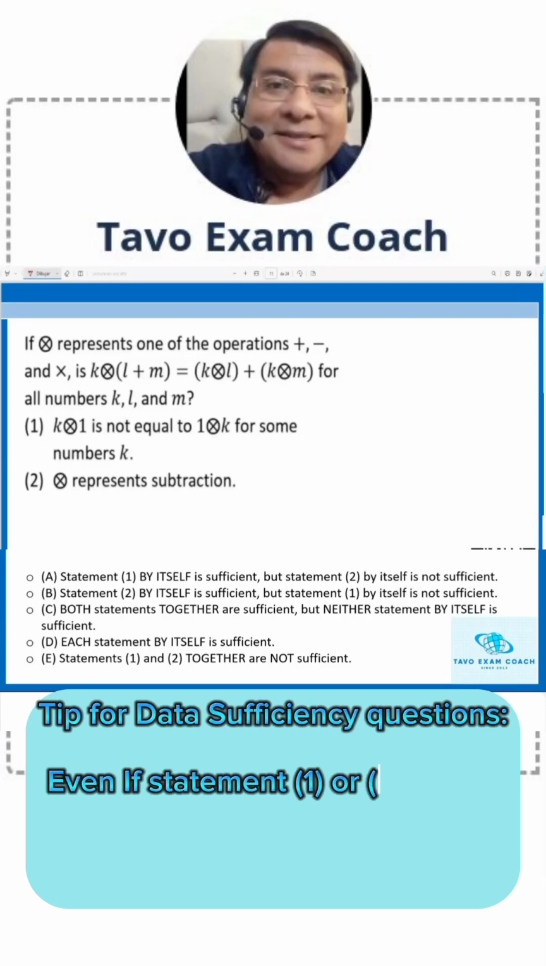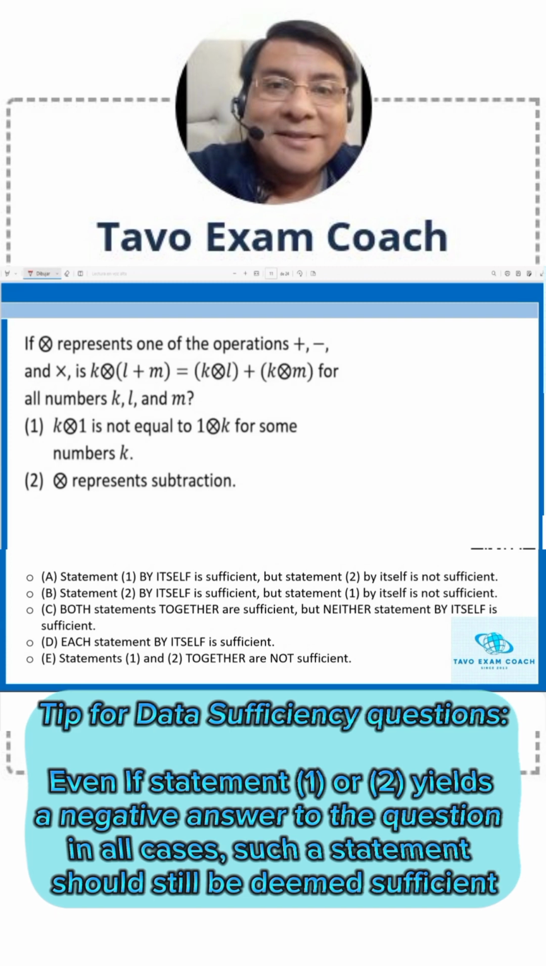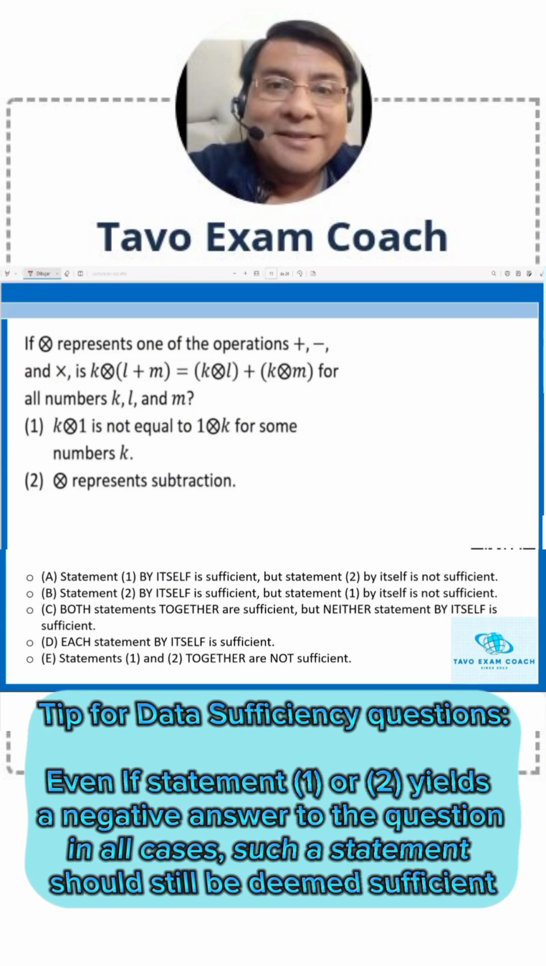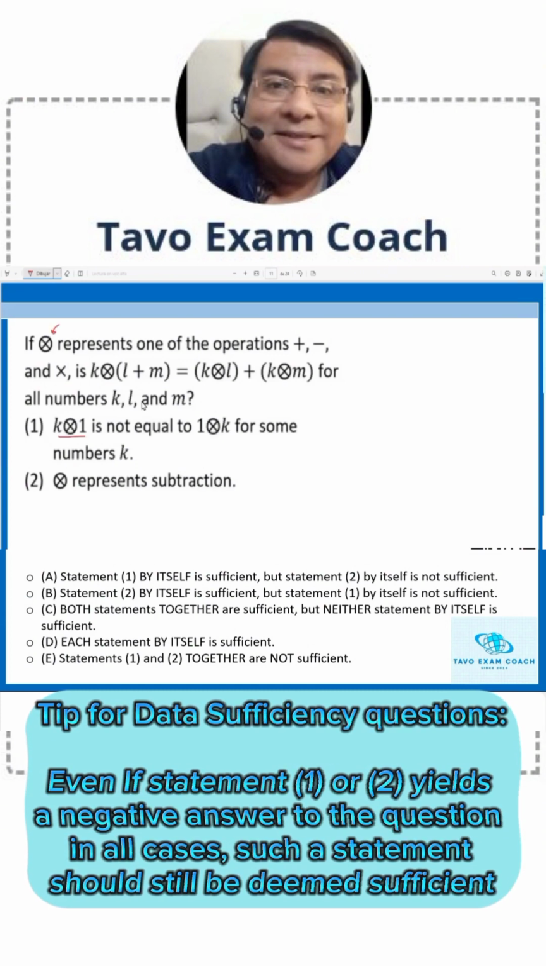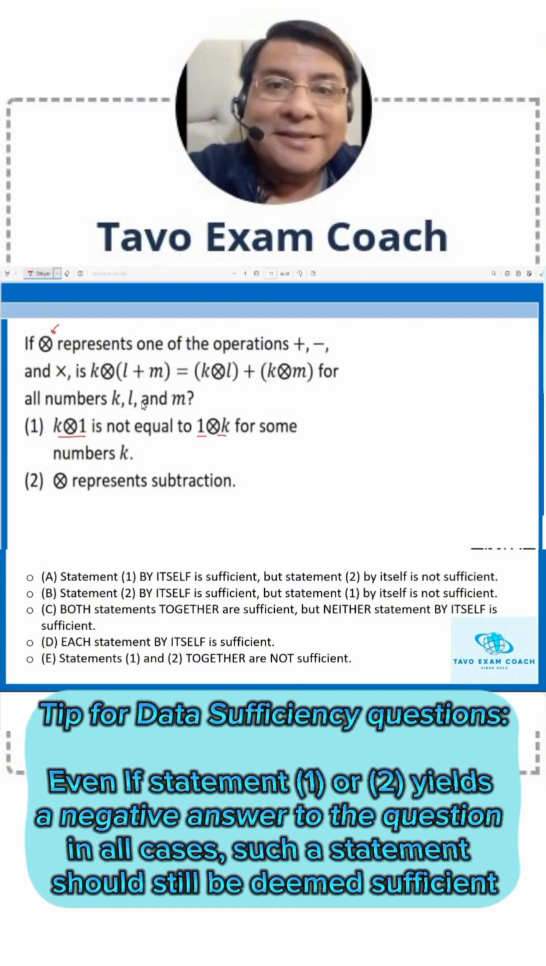The question says, if the circle with the cross represents one of the operations, addition, subtraction, and multiplication, is this expression true for all numbers k, l, and m? We have two statements. Statement 1 says that the operation using this symbol of k and l is not equal to l and k for some numbers k. And statement 2 says that the symbol represents the subtraction.